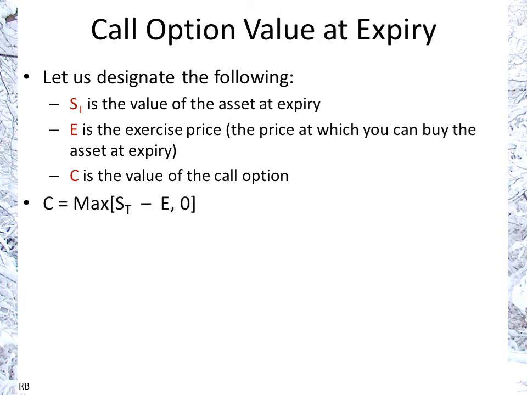So the equation is C is the maximum of S of T minus E, or 0. And all that means is that the value of the call option at expiry is the difference in price between S of T minus E. And if that value is below 0, then the value is 0, because again, an option will not go below 0 in value, because you are not forced to exercise an option. So the worst that'll happen, if you're the holder of an option, is that it's worth nothing, you throw it out, you never use it.